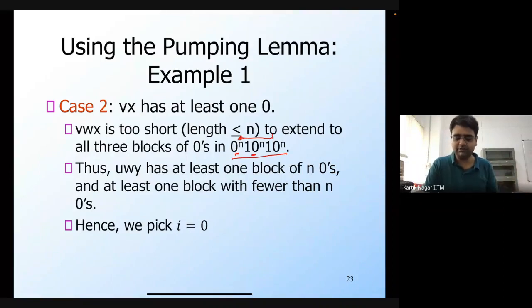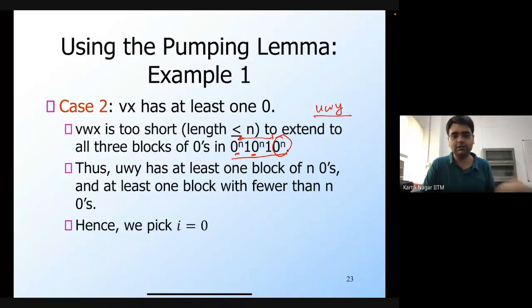But that's again in my favor, because in that case I will again pump down, taking i equal to 0. If I take this string uwy, the resulting string is going to have at least one block of n zeros, the one block which vwx is not even touching. Of the remaining two blocks, at least one of them is going to have fewer than n zeros, because the length of vx is greater than 0.